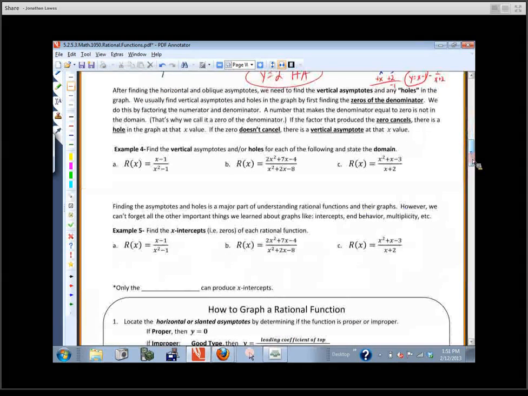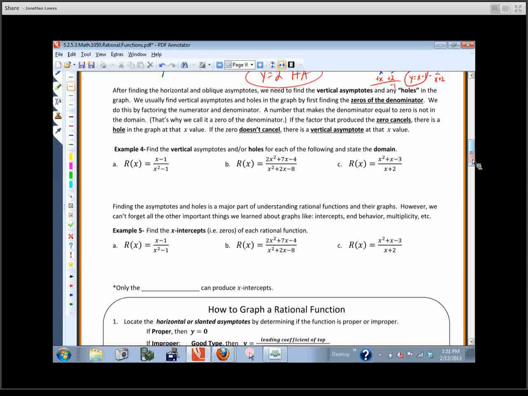Okay, after we figure out what the horizontal asymptotes or the oblique asymptotes are, the next thing we'd want to do, generally speaking, is we want to find any vertical asymptotes, and then we want to find something called holes. So we want to find the vertical asymptotes, and we want to find any holes that might be in the graph. Okay?